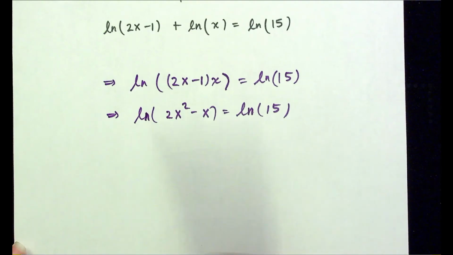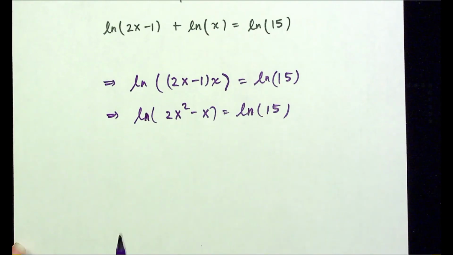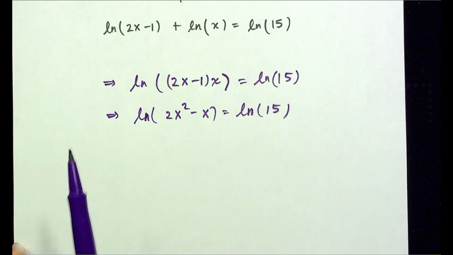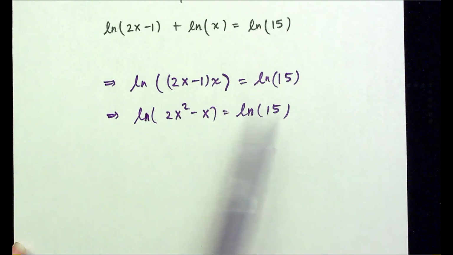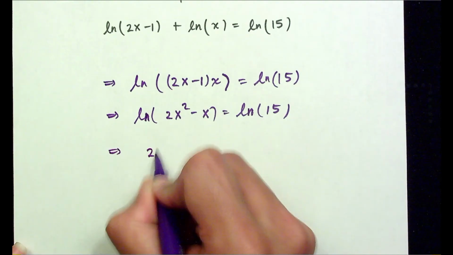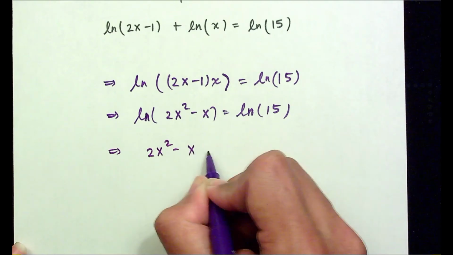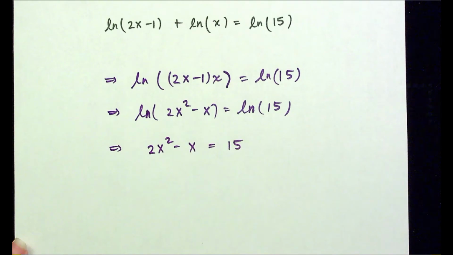When you have two logarithms equal to each other, like this, that means that the insides have to be equal to each other. That's because the natural logarithm, in fact, all logarithms are one-to-one. So if you have two outputs that are the same, the inputs have to be the same. So that means 2x squared minus x equals 15. Okay, the insides have to be the same.